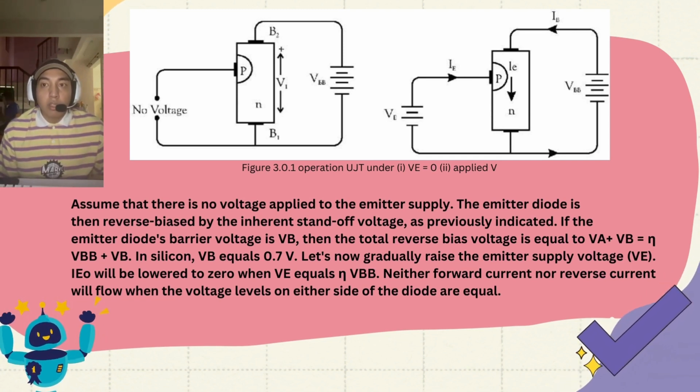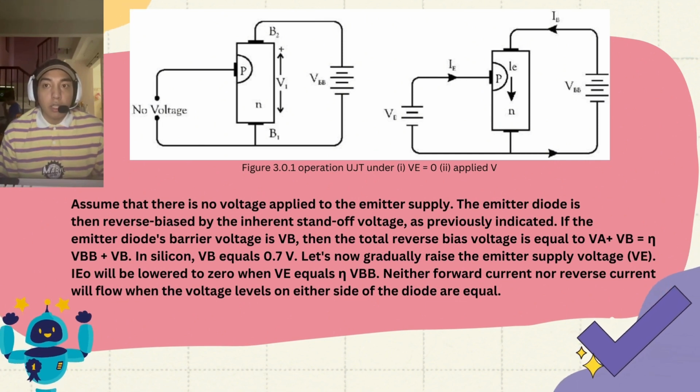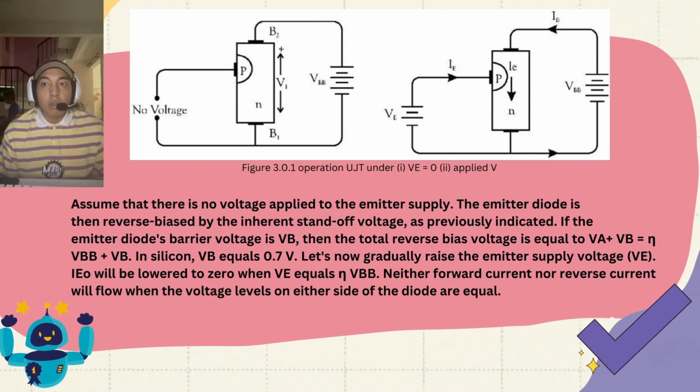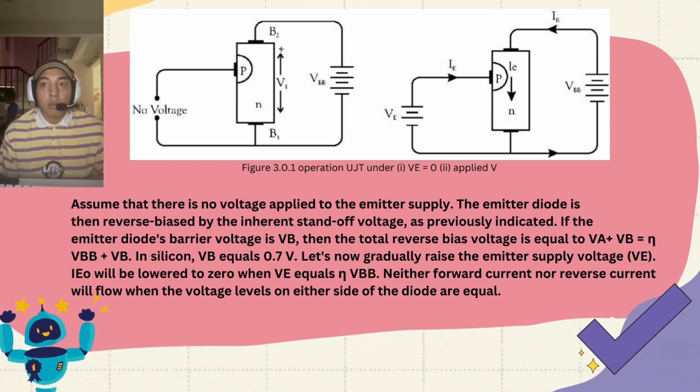Let's now gradually raise the emitter supply voltage VE. IEO will be lowered to 0 when VE equals efficiency times VBB. Neither forward current nor reverse current will flow when the voltage levels on either side of the diode are equal.